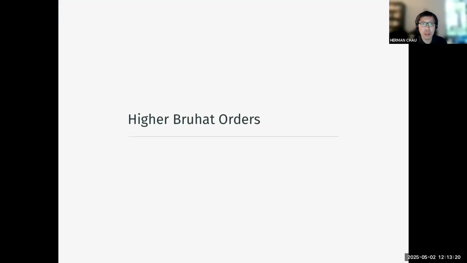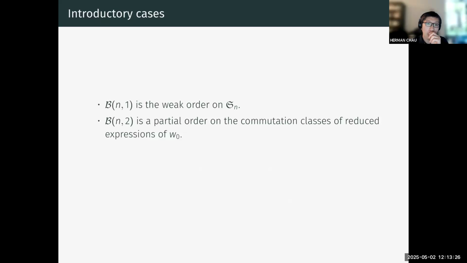Okay, so with those as the motivating examples, I'll now dive into defining the higher Bruhat orders. As I mentioned, the first one is the weak order on S_n, and the second higher Bruhat order is a partial order that you can put on these commutation classes.